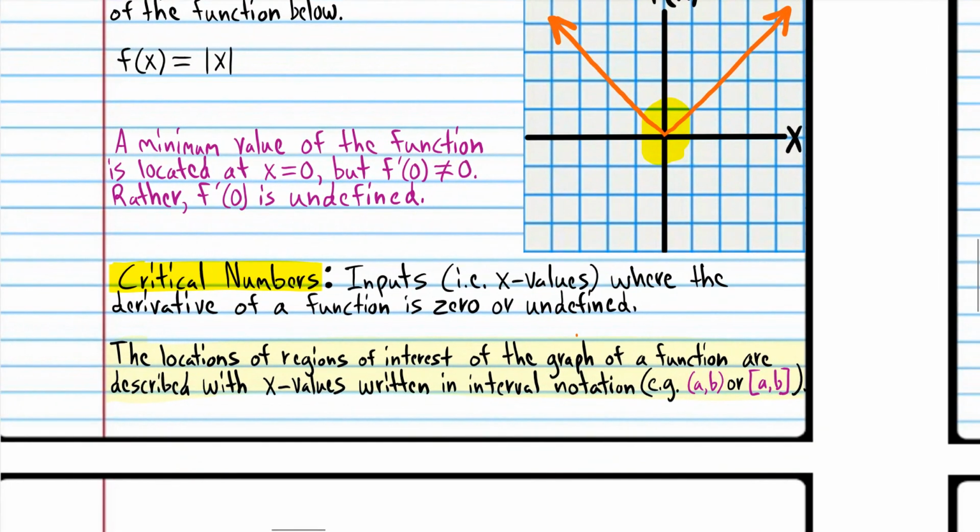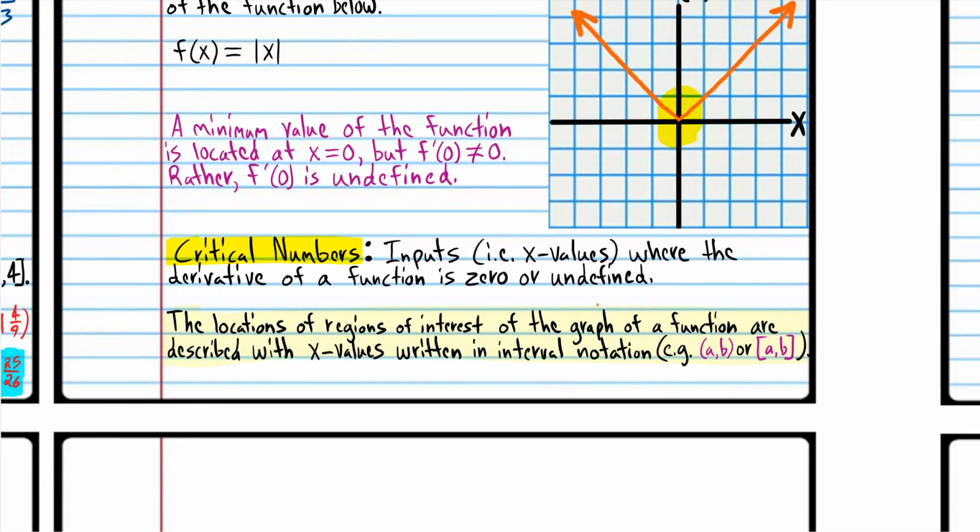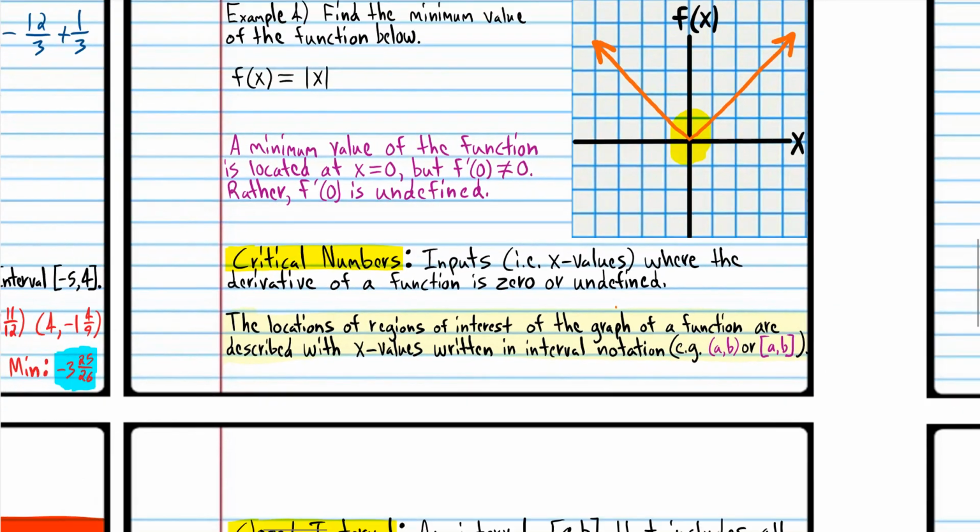So this brings us to an important definition: critical numbers. What are critical numbers? Critical numbers are x values where the derivative of a function is 0 or undefined. So if you're trying to look for the maximum values or the minimum values of a function, what you do first is you find the critical numbers.